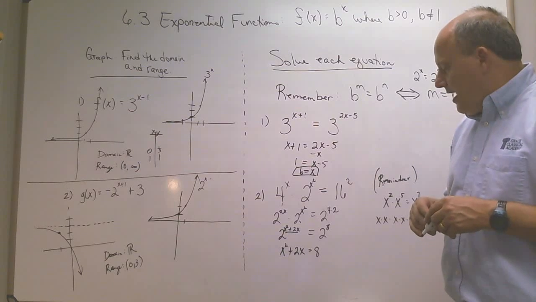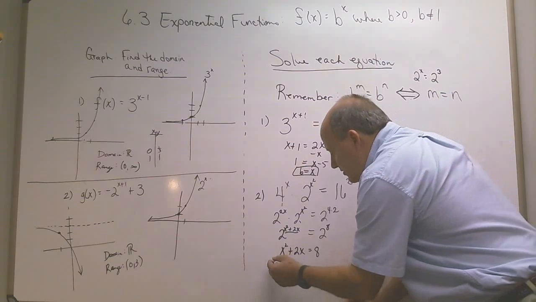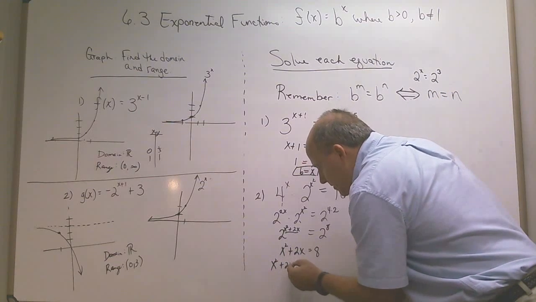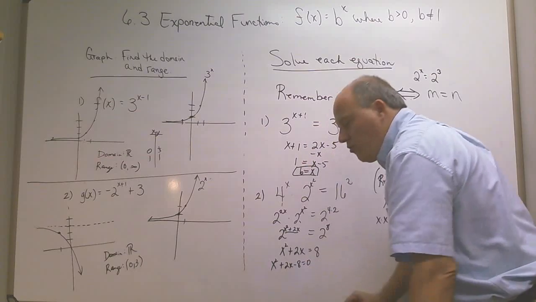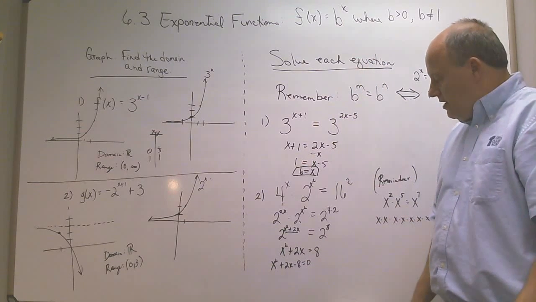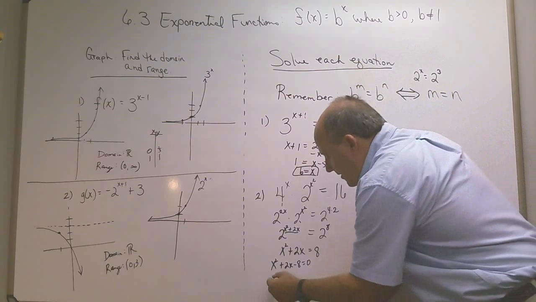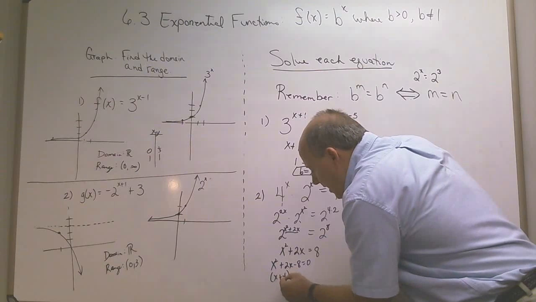So x squared plus 2x equals 8. It's quadratic, and you have to solve it, so you set it equal to 0, because that's how you solve quadratic equations. You have to set them equal to 0. It's not like a linear equation. And then hopefully it'll factor, and it does. It factors to x plus 4, x minus 2.